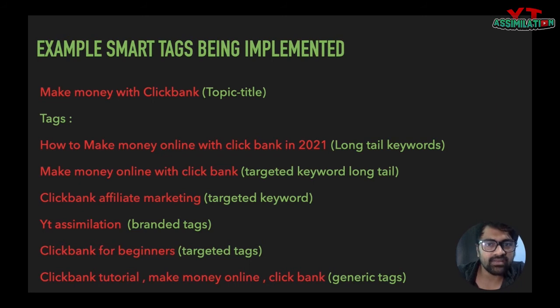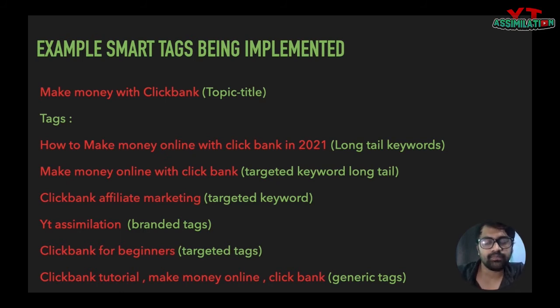What I'm doing is putting clickbank in the tag, so it becomes more relevant when someone searches for clickbank. That's why I have written clickbank there. And then another targeted keyword is clickbank affiliate marketing. The only way you can make money with clickbank is through affiliate marketing, right? Whether you are selling a product or promoting a product, it's all affiliate marketing.